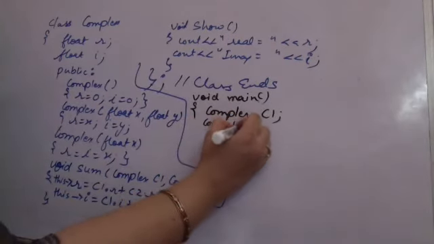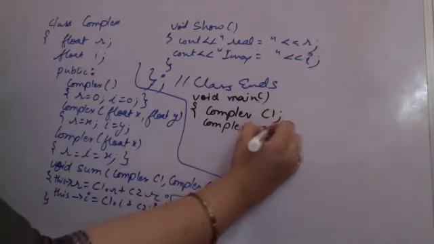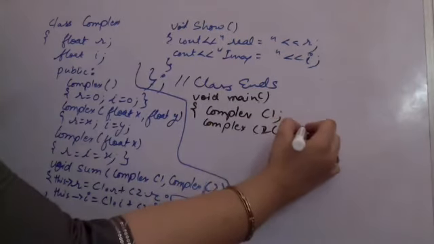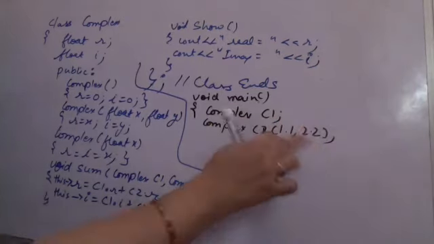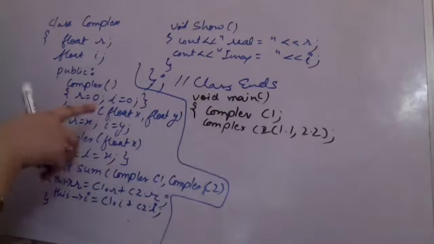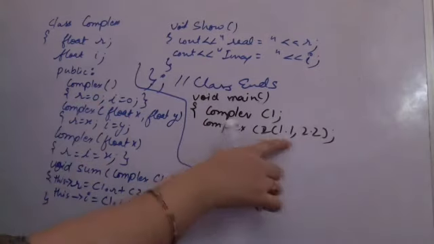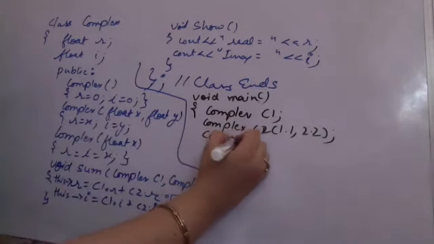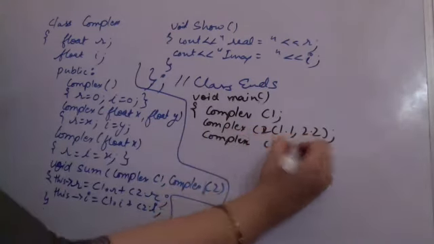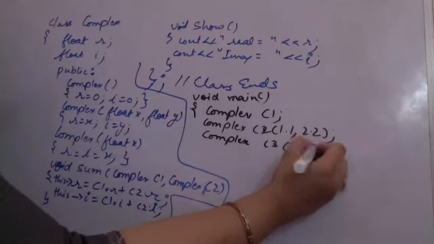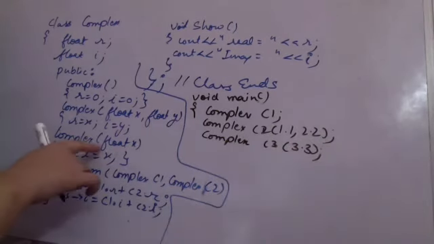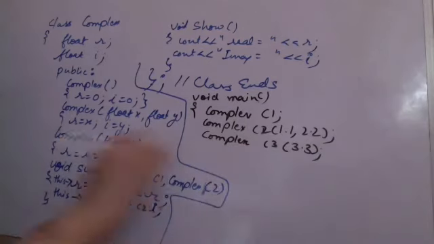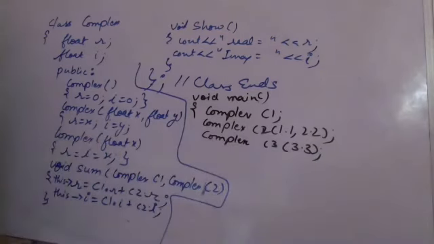I'm creating another object of the class complex, so C2, and I'm passing 1.1, 2.2. There are two parameterized constructors, but since two parameters are given, it is going to call this one. And I'm again creating another object, so C3, which is supposedly passing only a single argument, so that it is going to call the third function. In constructor overloading, according to the number of arguments, the correct constructor will be called.